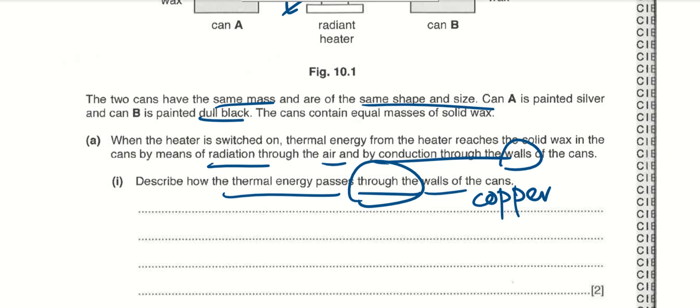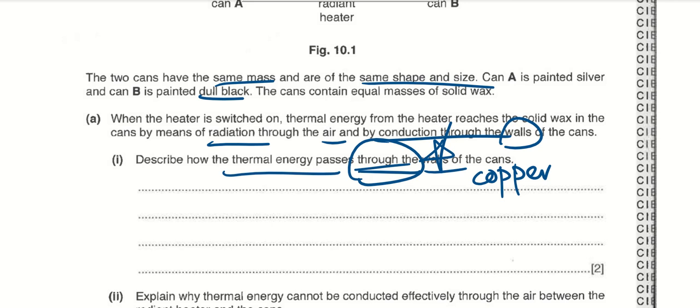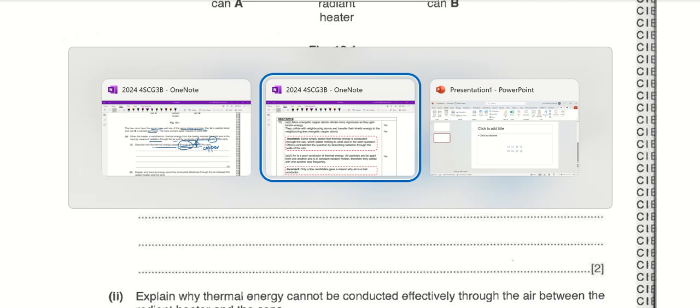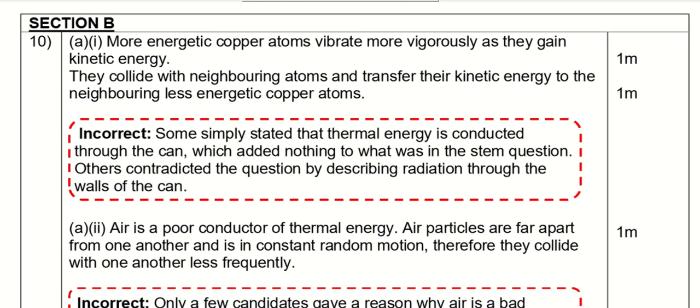Do I need to talk about convection? Not yet, because they are talking about through the walls. Okay, so how many marks is that? 2 marks. So just nice. Electron diffusion plus molecular vibration. Let's look at the answer. I may be wrong.